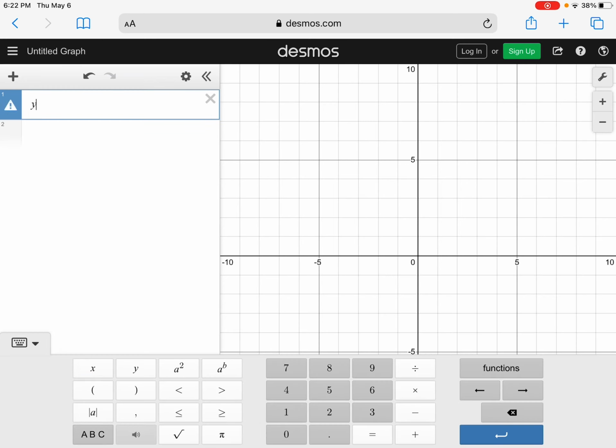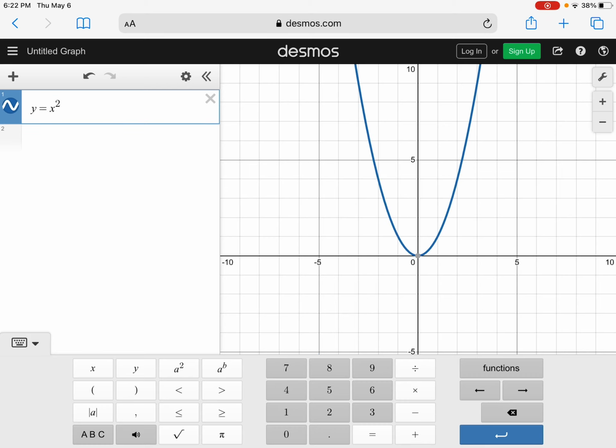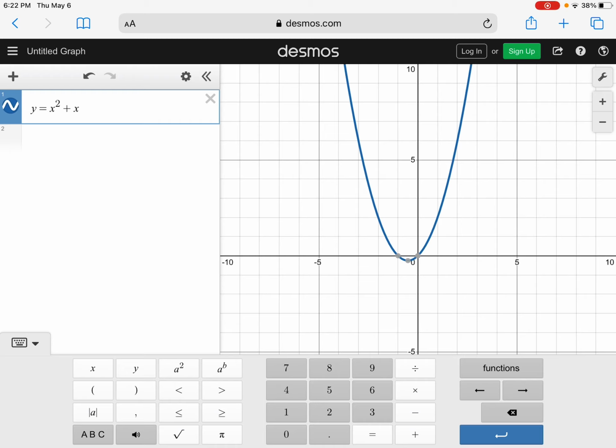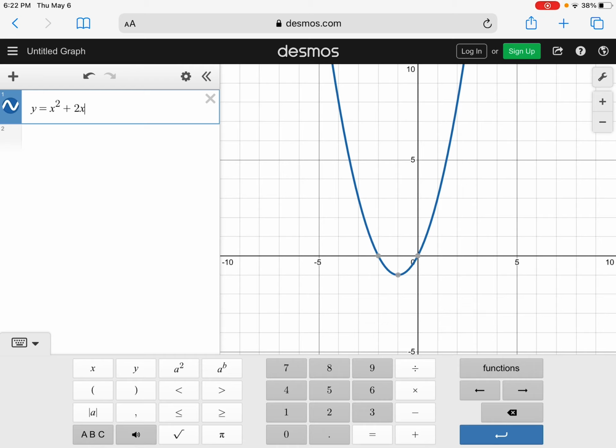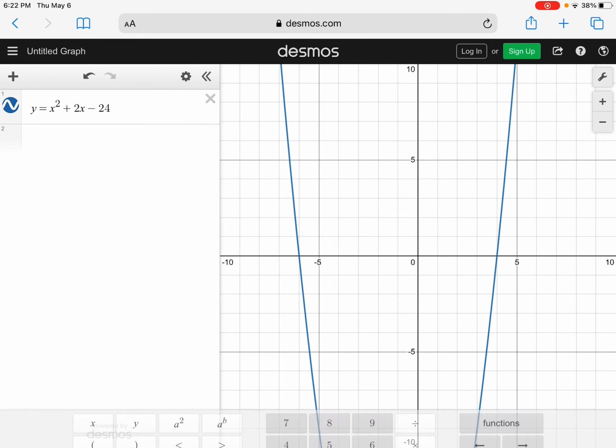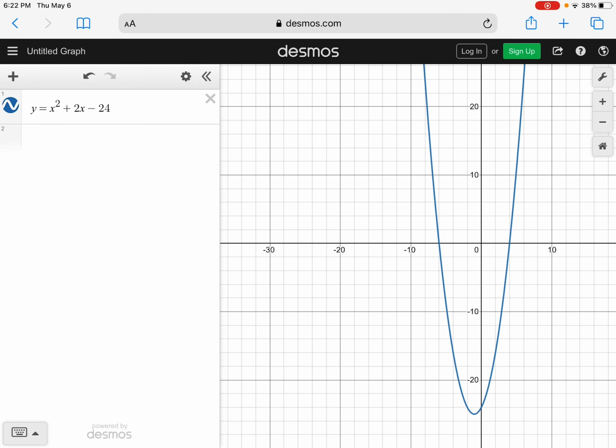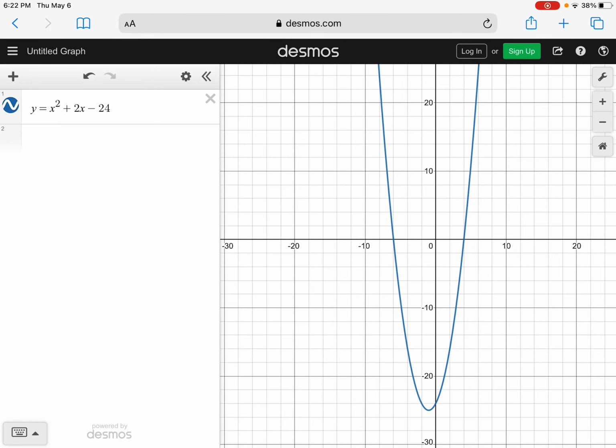Y equals, I know it says a squared plus 2a, but I can use x. It doesn't matter what letter we use. Plus 2x, x squared plus 2x minus 24. And you're gonna go, oh, so I can't see it. Well, it's still there. We don't have to see it, right? Remember, we're just looking for these points over here.